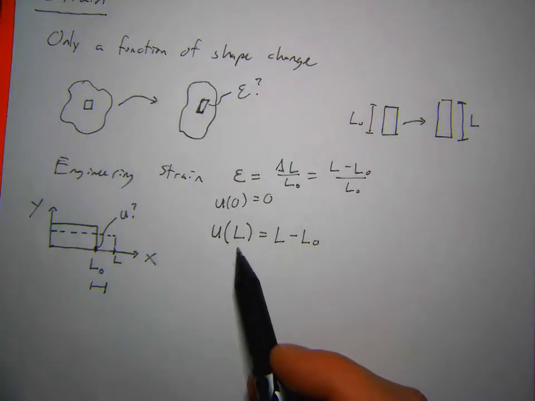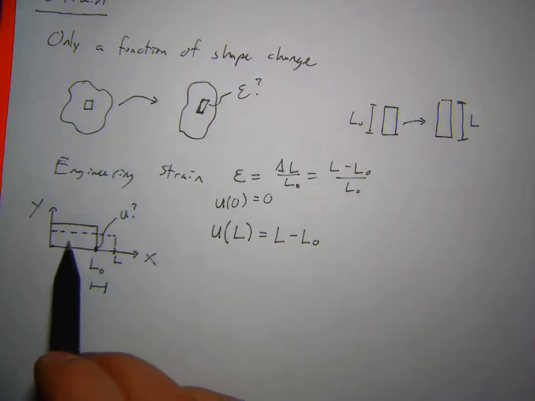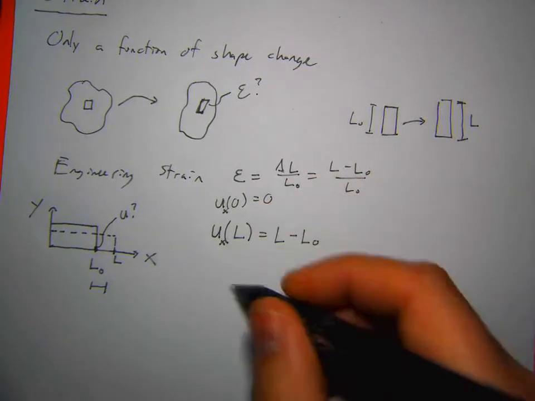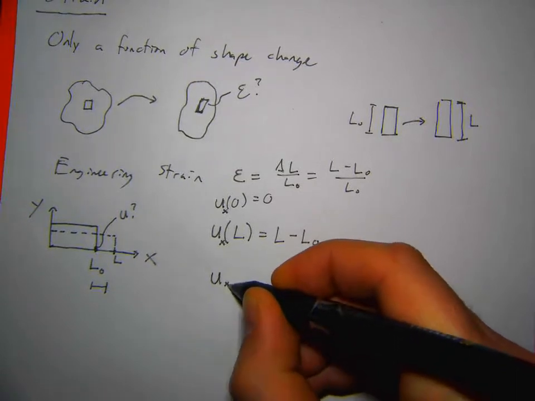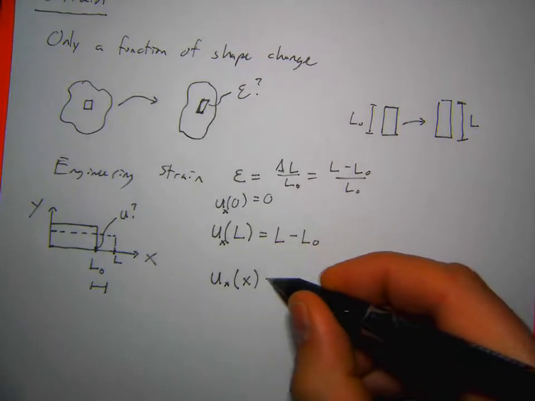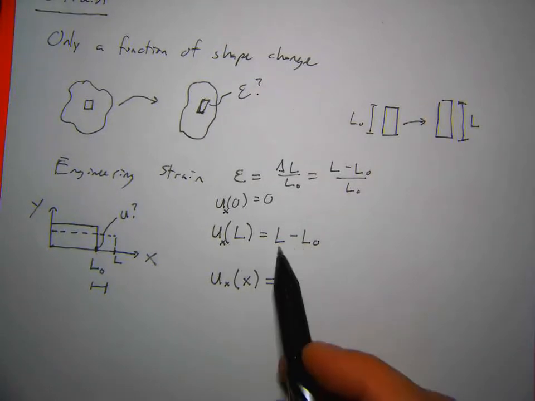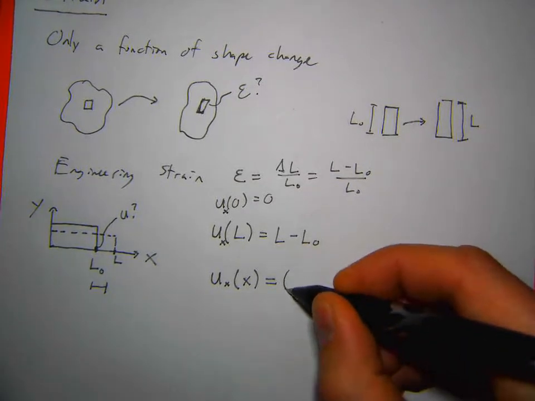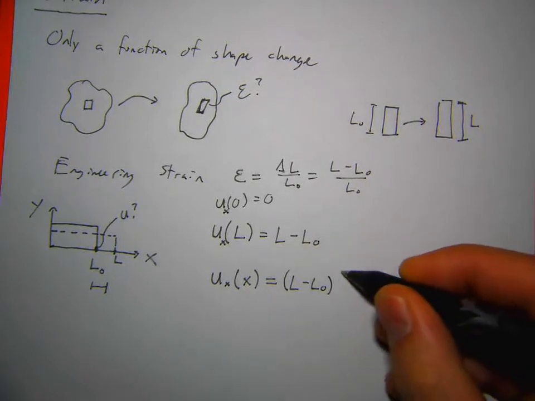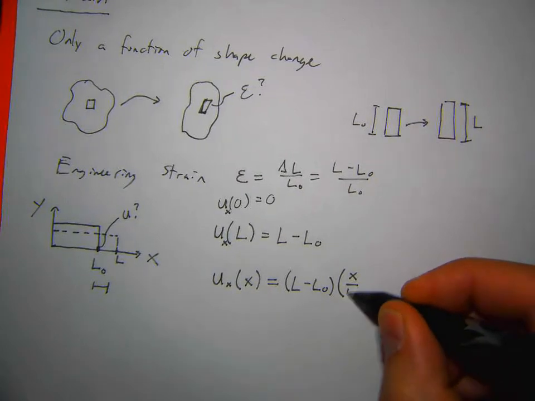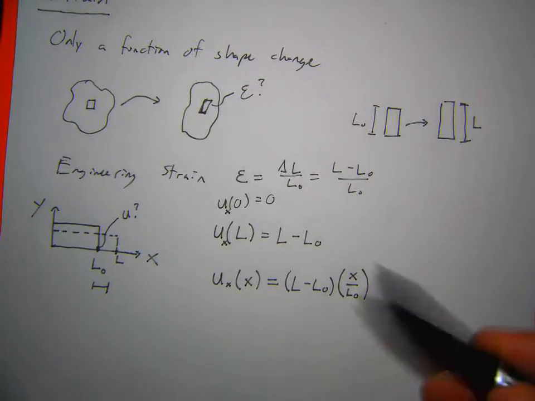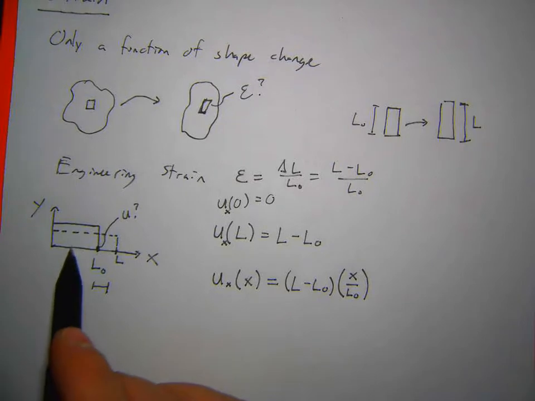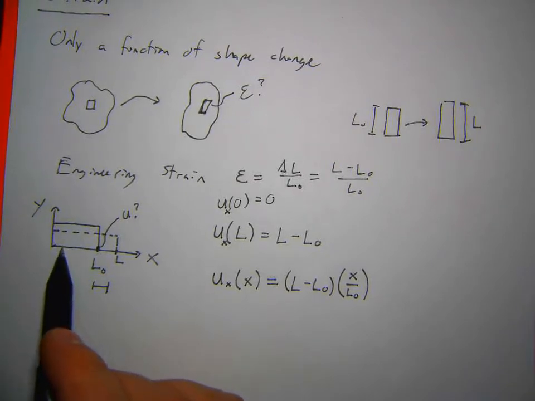So now if I want to generalize the displacement of any point in this body, again ignoring y, so this is the x component, I can say my displacement in the x direction at some arbitrary point x, I know at x equals L, I have L minus L naught, and I'm just going to scale that proportionally. This is how much I'm stretching at the end, and for some point x, it's going to scale proportionally x over L naught. So if I'm at that original length, that point will move L minus L naught, and if I'm at some midpoint, it'll move half that distance. If I'm at a quarter point, it'll move a quarter of that distance.